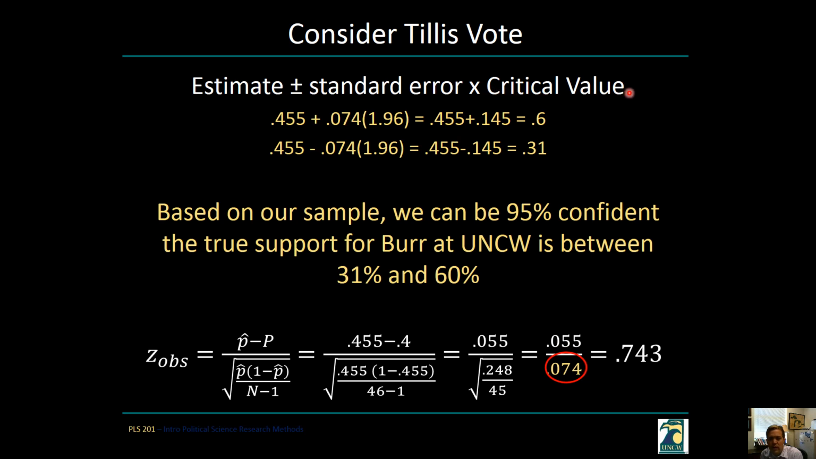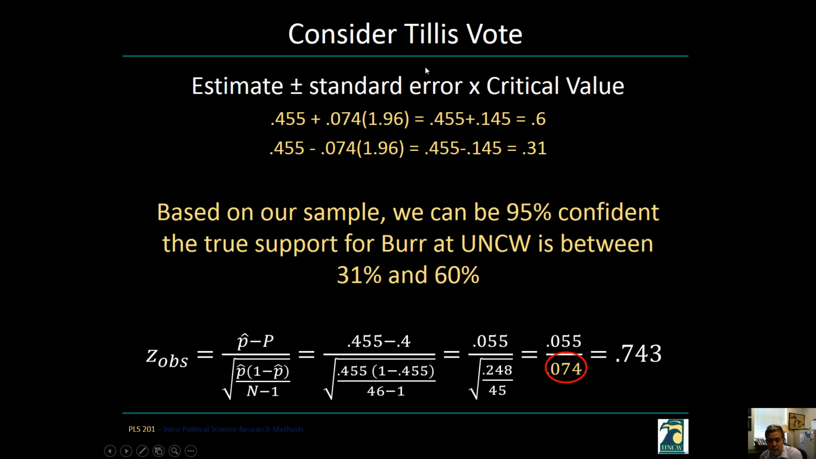Well, a confidence interval has two sides to it. There's a higher end and a lower end. Also, just like you have in a two-tailed test. So what's our critical value for a two-tailed test? 1.96. So now you take the estimate plus standard error times a critical value, estimate minus the standard error times a critical value. Mathematically, you can lay this out, calculate it out, and so the higher boundary is 0.6, the lower boundary is 0.31. So based on our sample, we can be 95% confident the true support for the senator at UNCW is between 31 and 60%.